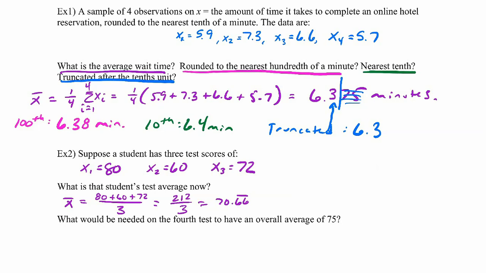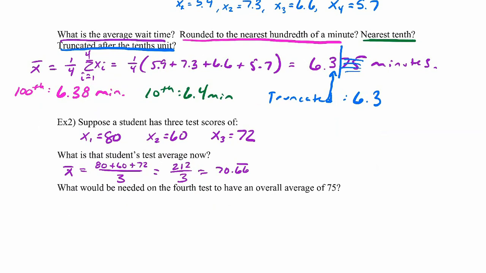Okay, what would this student need on the 4th test to bring their overall average to a 75? The student's trying to raise the grade a little bit. What do we have to do to get that up to a 75? Basically here, what are we looking for? We're looking for the value of X4 such that the average of these 4 values is equal to 75.